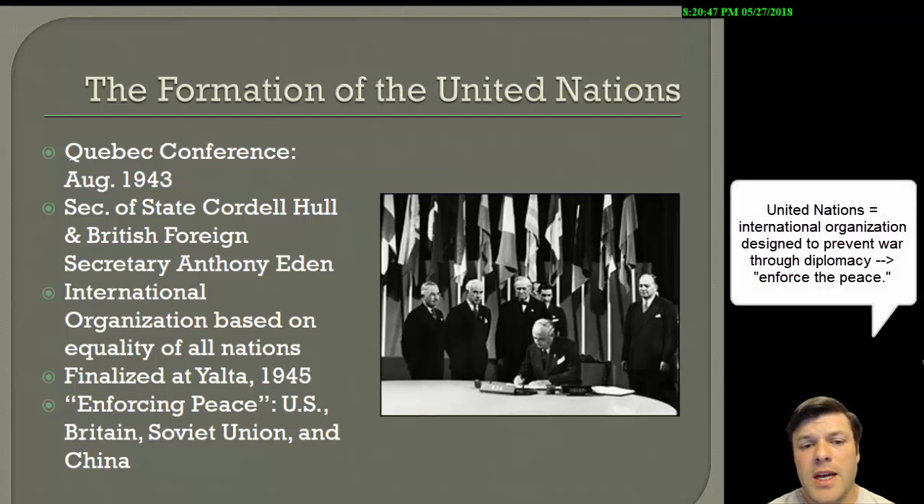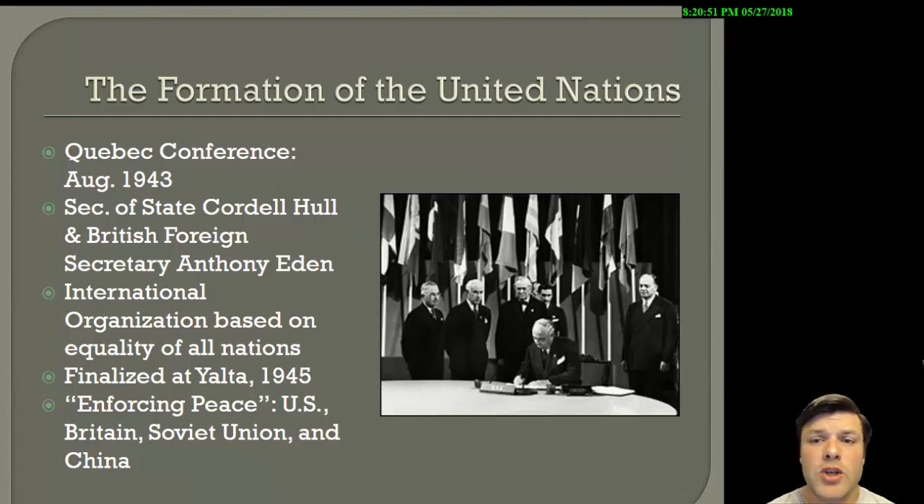And the purpose of the United Nations is going to be to enforce the peace. The original members of the United Nations are going to consist of the United States, Great Britain, the Soviet Union, and China. And if you know anything about the UN today, you'll know that it includes dozens and dozens of nations from all around the globe, right? Now, what these nations will do, if there ever is a crisis or even talks that need to be held, is send delegates.